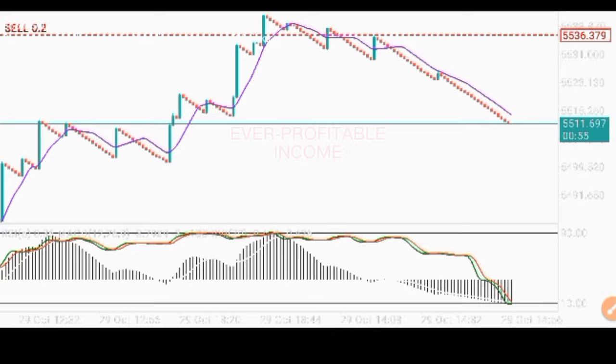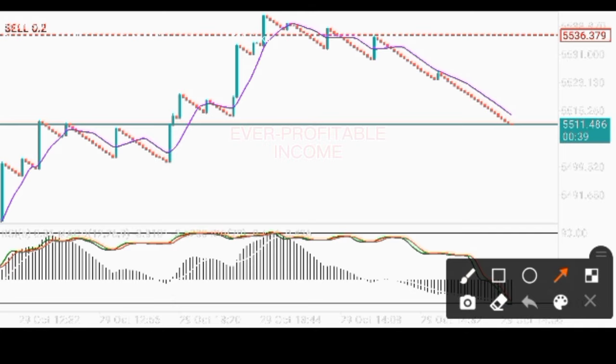Both on the 1 minute time frame, the 5 minute time frame, and the 15 minute time frame, okay? When you see this opportunity, you have to grab it and open up a trade, okay? Now that's what we have here.